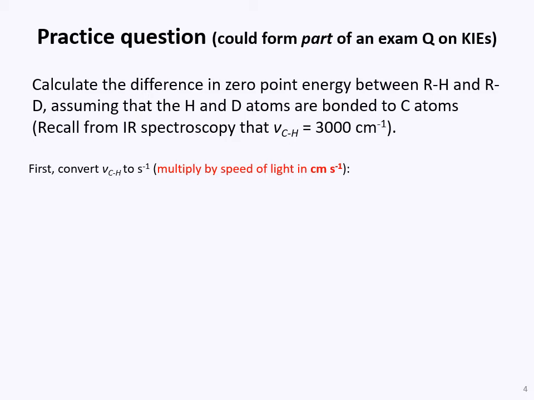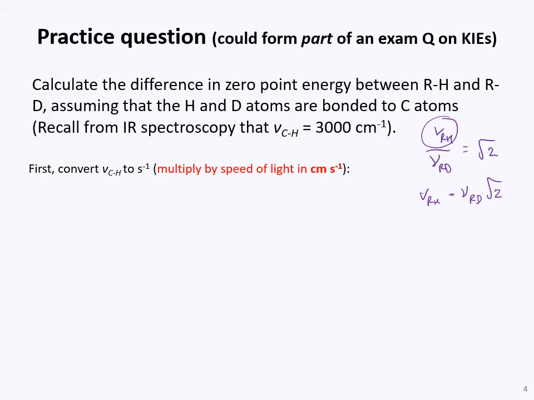What we've got from the previous slides is a ratio of reduced masses, mu RH over mu RD, is equal to √2. So if we know what this one is, then we can calculate this one, can't we? We can basically say that mu RH is equal to mu RD √2, or √2 mu RD. So that's what we're trying to do there.